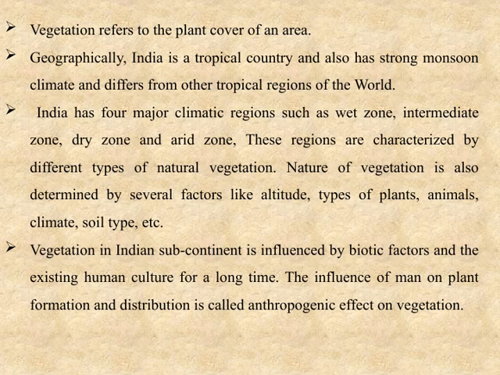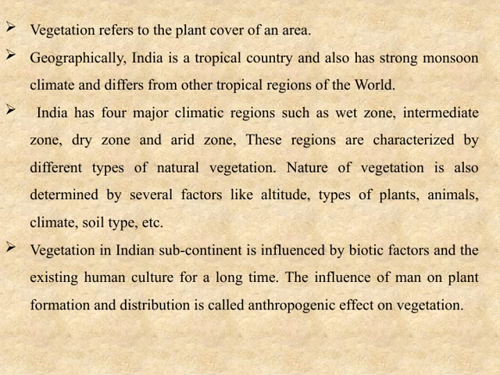world. India can be divided into 4 major climatic regions: the wet zone, the intermediate zone, the dry zone, and the arid zone. Each of these zones has distinct climatic conditions, and these differences shape the natural vegetation in those areas. For example, the lush forests are typical of the wet zone, while the dry zone might support more sparse vegetation.